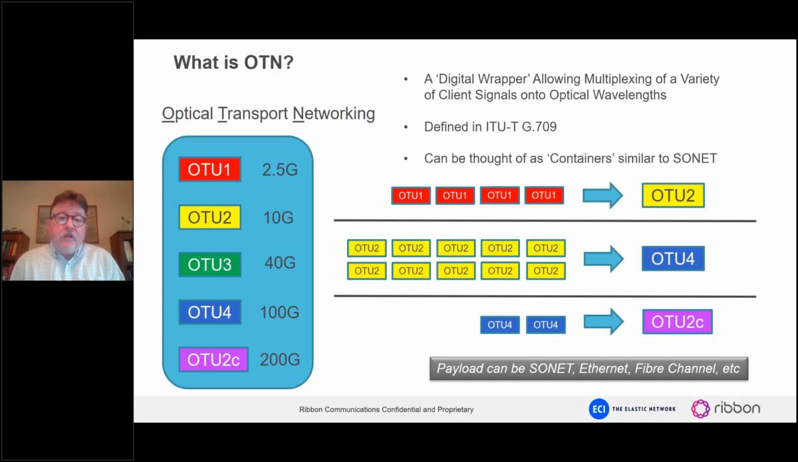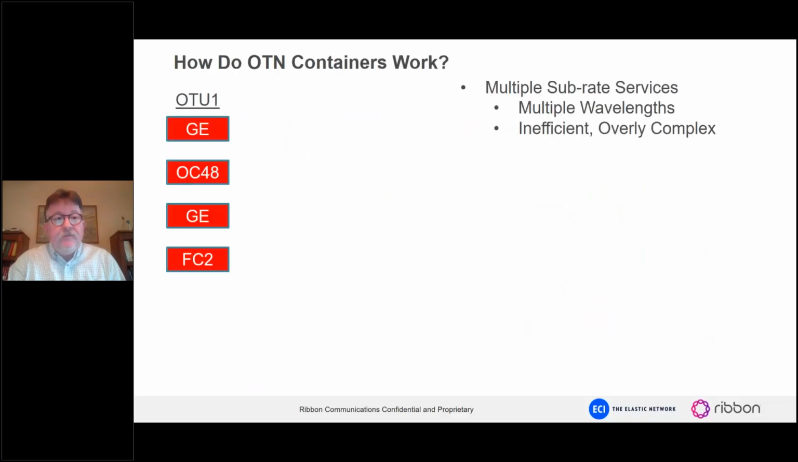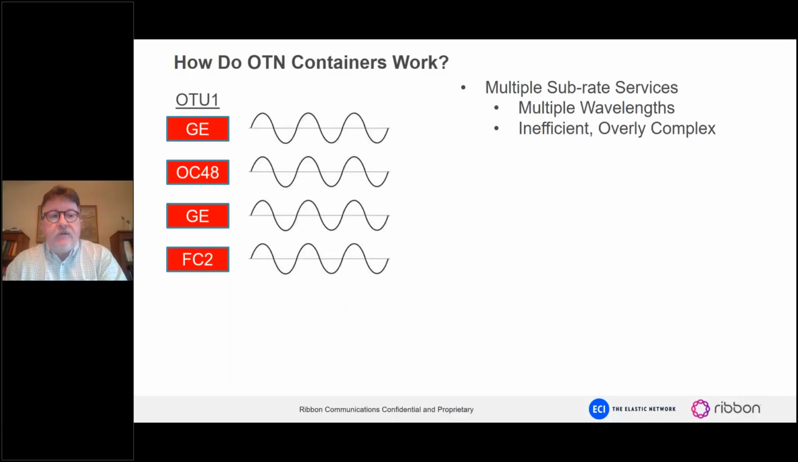And the benefit, of course, here is that we can more fully fill that wavelength, right? So the whole purpose here is that we put small containers into bigger containers, and we don't leave any empty space, so we don't strand any bandwidth. So here's a quick graphic on how that would work. Traditionally, here's how you move data. You've got Ethernet, you've got SONET traffic, you may have fiber channel, etc. Each one of those, of course, runs on its own wavelength.